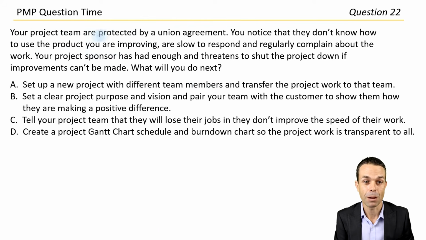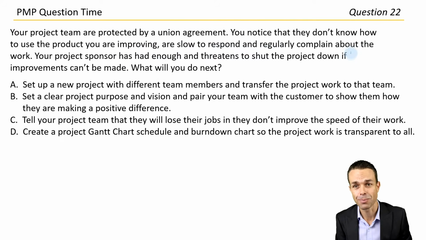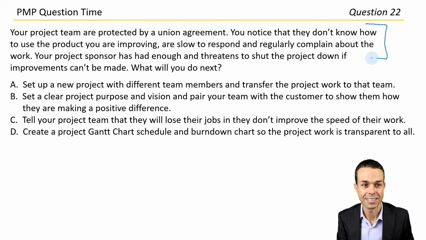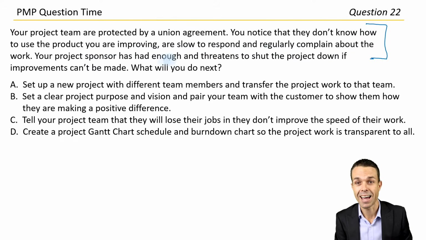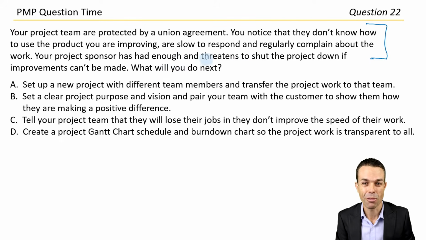Your project team are protected by a union agreement. You notice that they don't know how to use the product you're improving. They're slow to respond and regularly complain about the work. Okay, difficult situation here. Your project sponsor has had enough. Oh, okay, difficult situation, getting worse. And threatens to shut down the project if improvements can't be made. What will you do next?